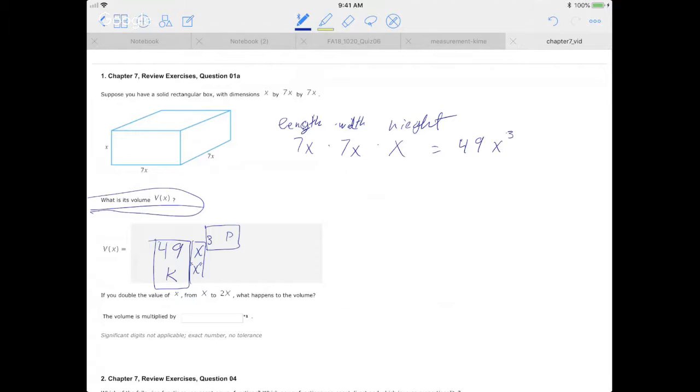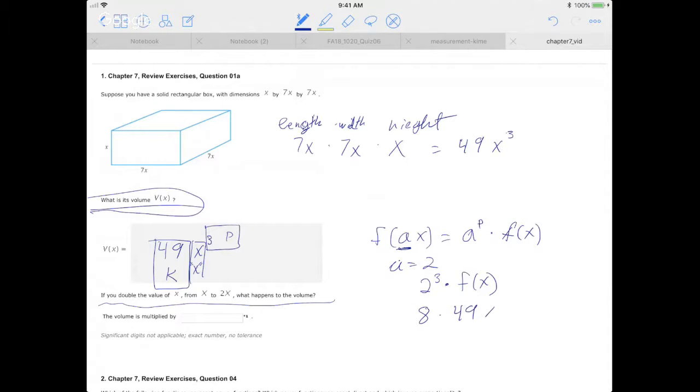Now, if we double the value of x, what happens to the volume? Well, we have this property. If I have f of a times x, that's the same thing as a to the p times f of x. In other words, doubling x, so when a equals 2, what I'll have is 2 cubed times my original f of x, or 8 times 49x cubed.